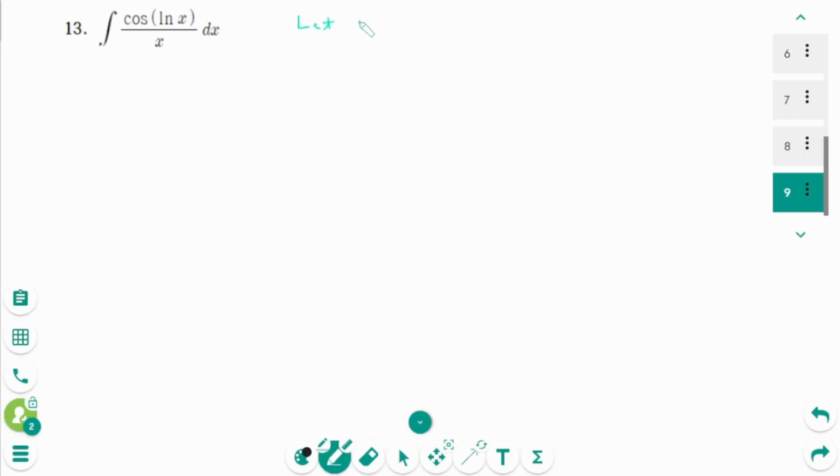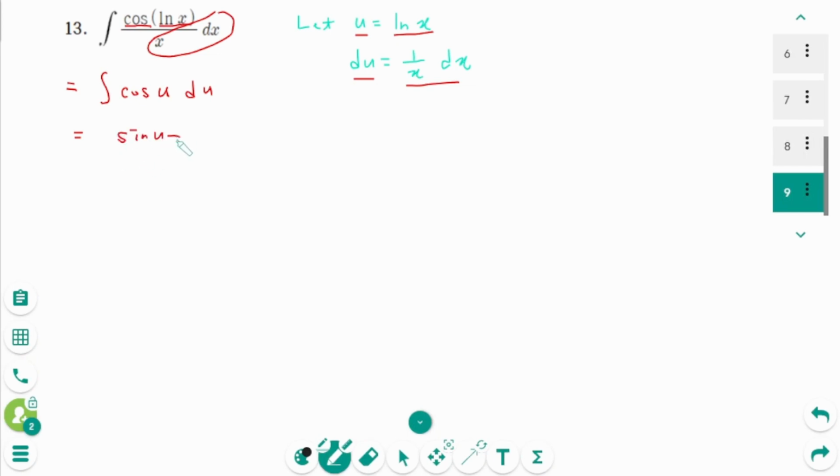Let u equal ln x, then du equals 1 over x dx. Now replace all x with u. The integral of cosine ln x equals u, then 1 over x dx is du. Then antiderivative of cosine u is sine u plus c equals sine u is ln x plus c.